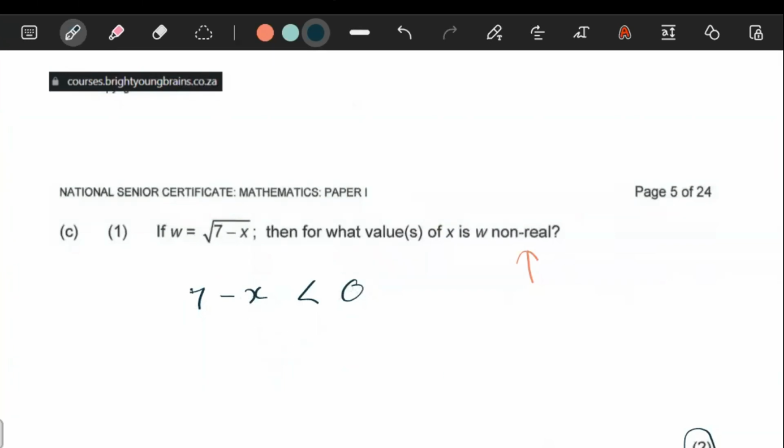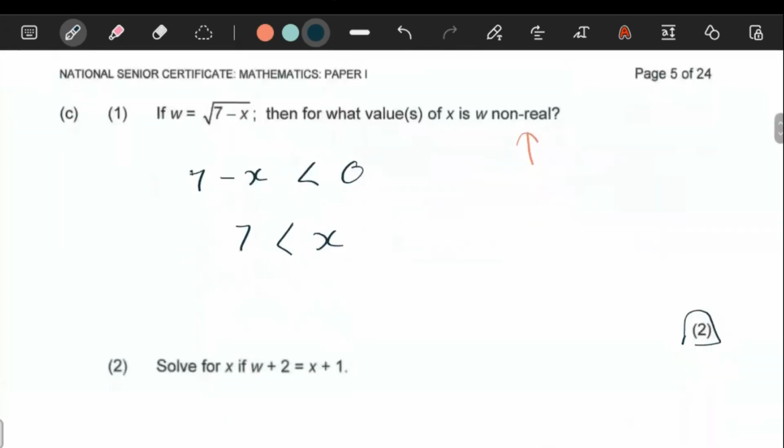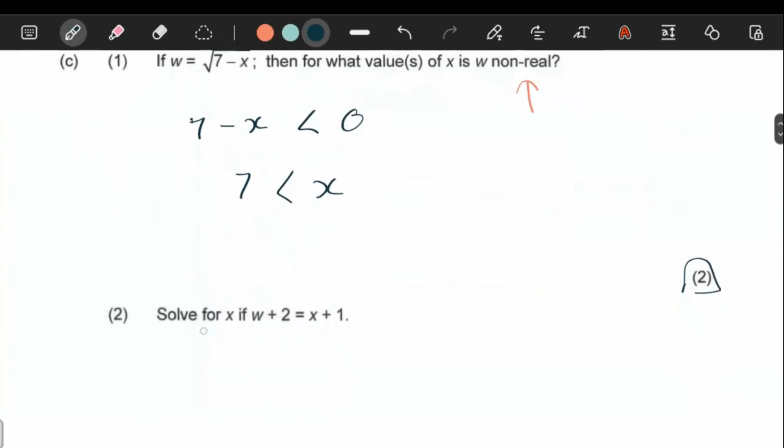If you take x to the other side, it's below 0 where x is bigger than 7. If x is bigger than 7, you're going to be saying 7 minus a number bigger than 7. So you always get a negative value under the square root symbol, meaning your values for w will be non-real, meaning they don't exist.